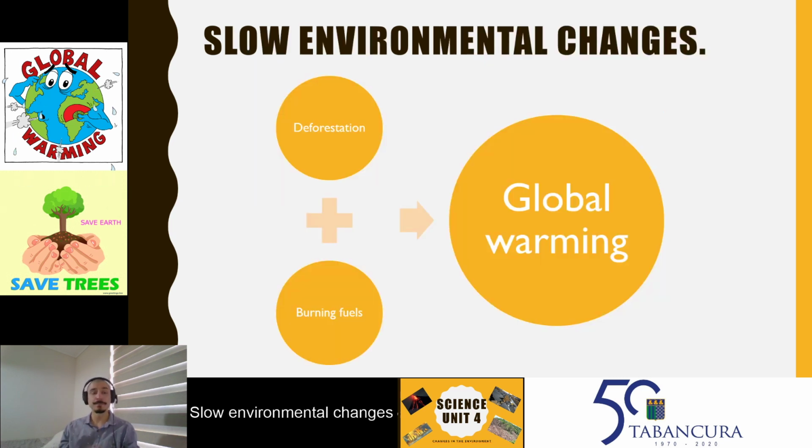Let's continue. Now, if you add up deforestation plus burning fuels, you're going to get global warming. When you have deforestation, we are eliminating trees from the earth. Remember that trees take in carbon dioxide and give out oxygen. So if we lose trees, we're going to increase the amount of carbon dioxide. And when you are burning fuels, you are also going to increase the amount of carbon dioxide. So if you have more carbon dioxide, that is going to cause global warming.